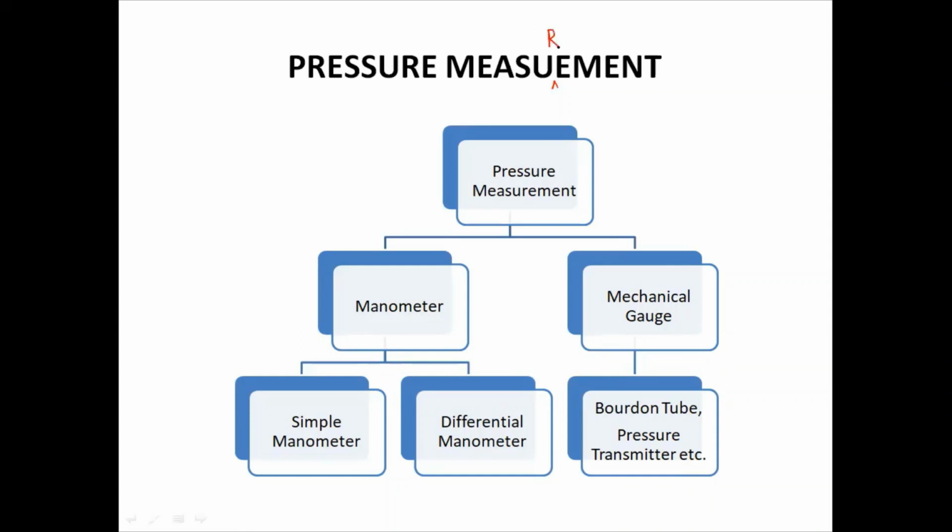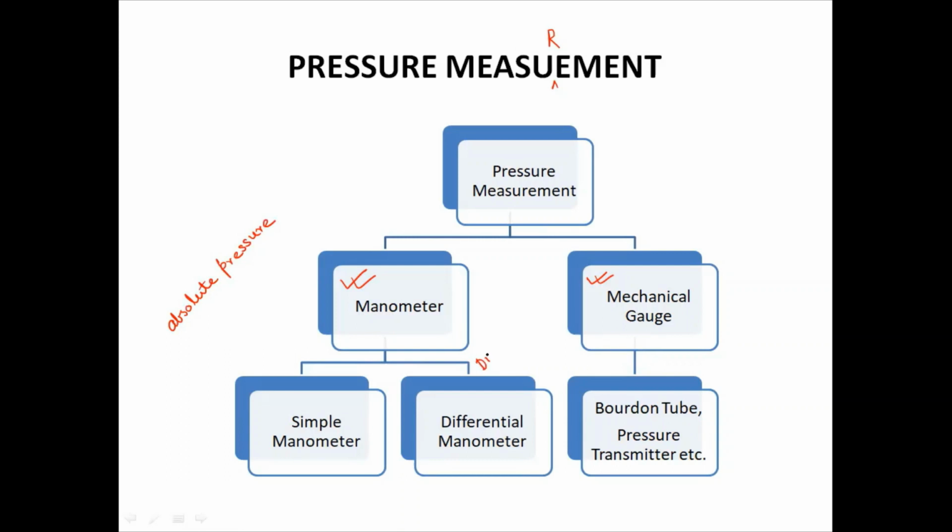There is a pressure measurement. One type is the manometer, another type is the mechanical gauge. Through the manometer we can get the absolute pressure, or we can get the differential pressure also, in between two points.